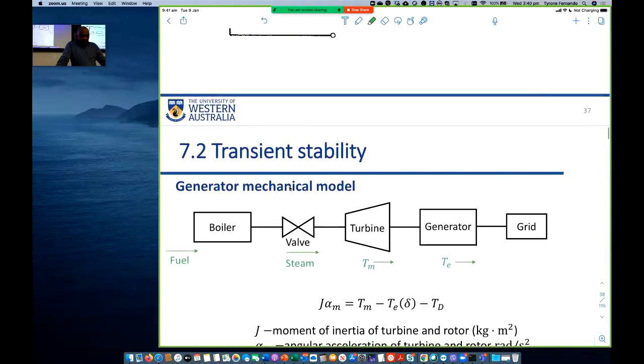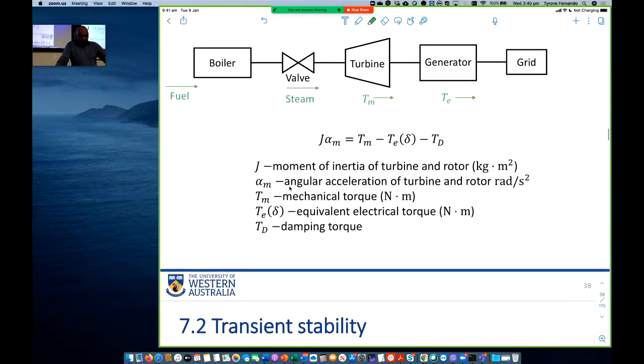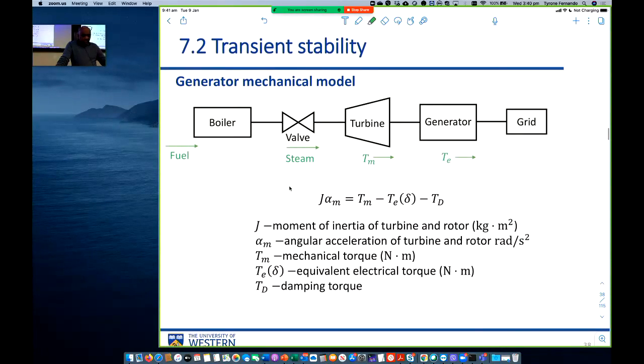Generator. Okay. So this is a generator mechanical model. So what do we have here? On the left, we have some fuel, like we burn some coal. Then there's a boiler. So when you burn coal, it produces a lot of heat. And then that will boil some water, produce steam.